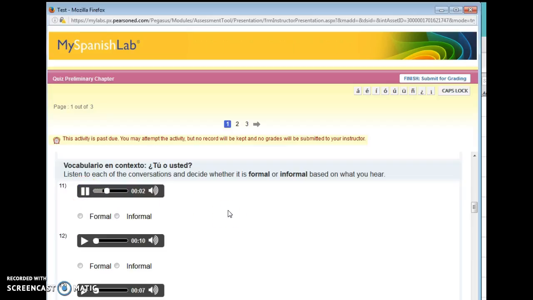Hola Clara, ¿qué tal estás? Bien, ¿y tú? Muy bien, gracias.